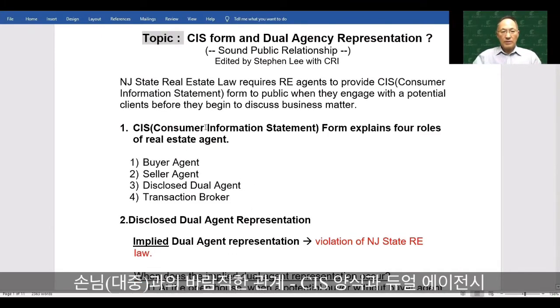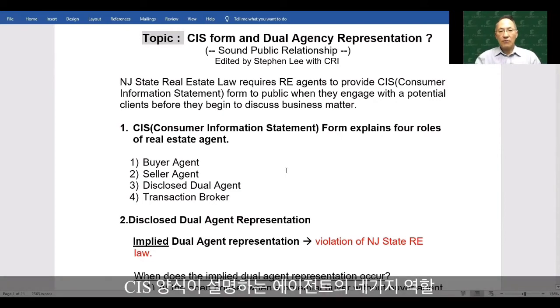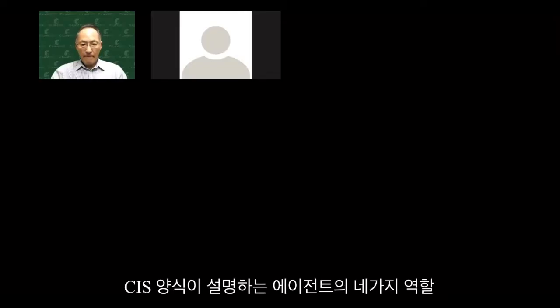CIS form is, again, Consumer Information Statement form, explains four roles of real estate agent. Okay, first, the buyer agent, second, seller agent, third, disclosed dual agent, and four is transaction broker. So let's take a look at what are those briefly. And also let's take a look at what does the CIS form look like.